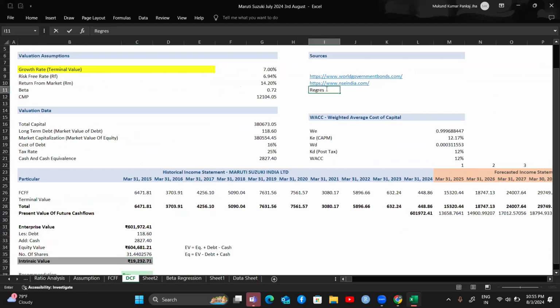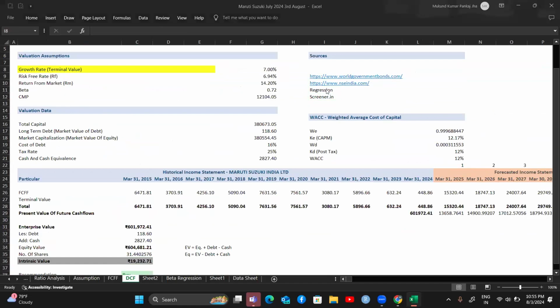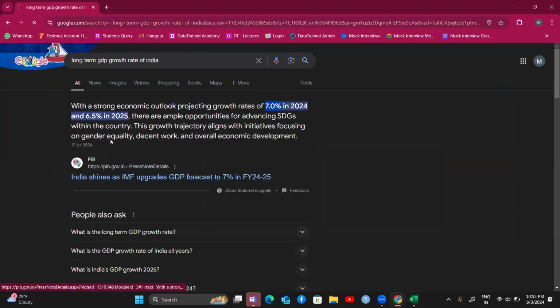Beta is calculated through the regression approach. Current market price, Steiner.in. Growth rate of terminal value, pib.gov.in.